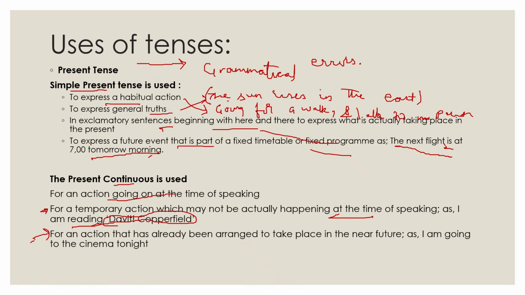And present continuous can also be used for an action that has already been arranged or taken place in the near future. That means you have booked a ticket for a cinema. You will say to your friend, I am going to the cinema tonight. That is used in the present continuous tense.